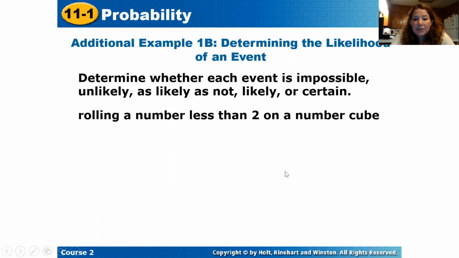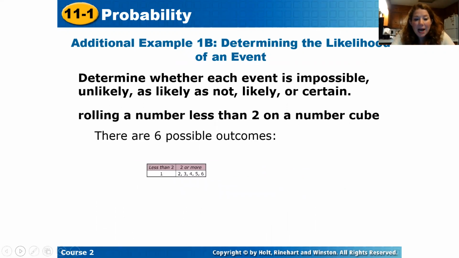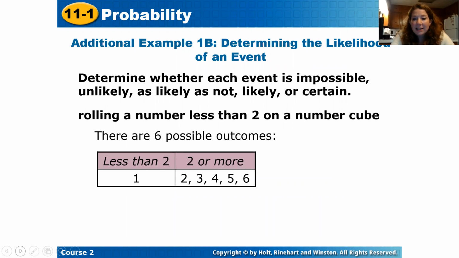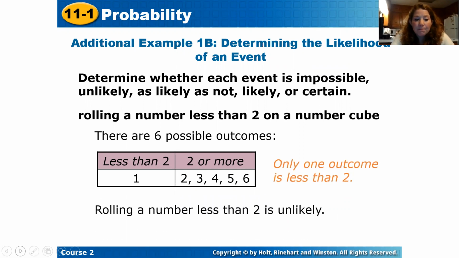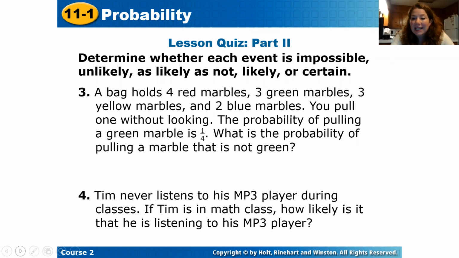So determine whether each event, and so on and so forth. It says rolling a number less than 2 on a number cube. Well, how many numbers on a number cube are less than 2? Well, there are 6 possible outcomes. The only number that's less than 2 on a number cube is a 1. So the probability is 1/6. So it's not impossible, but 1/6 is unlikely. It's a small fraction, right?